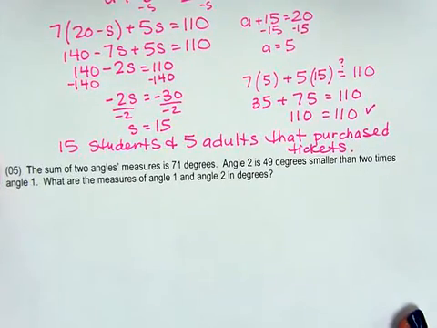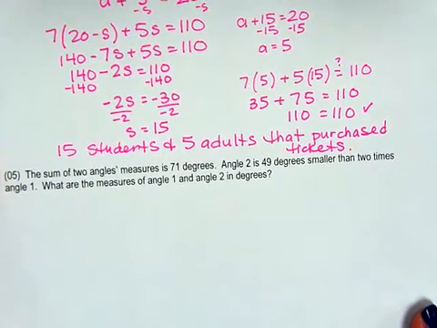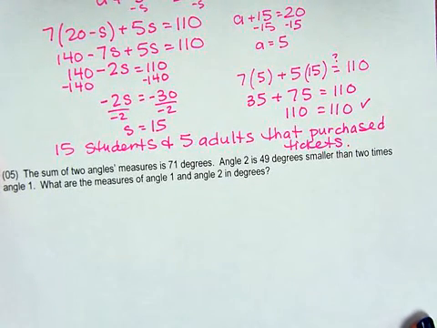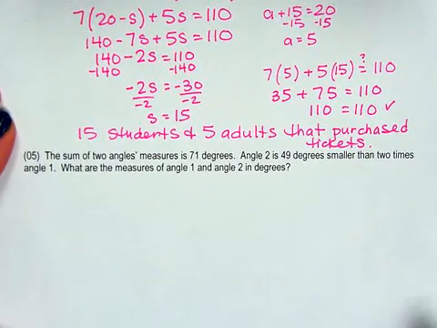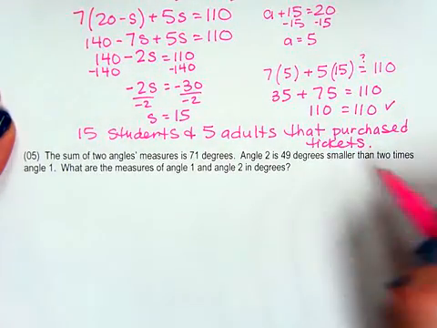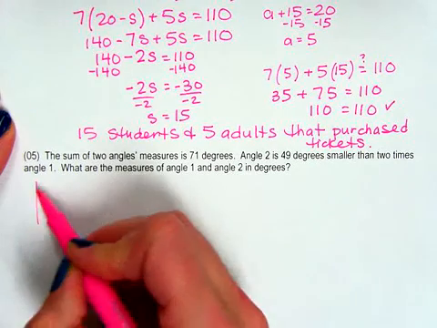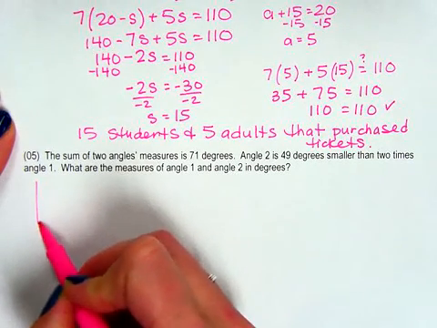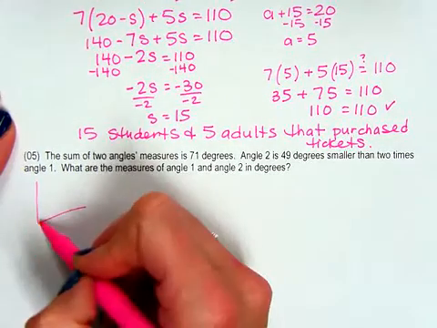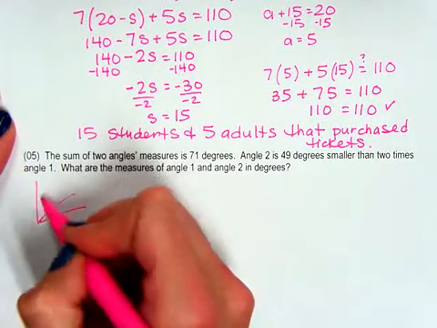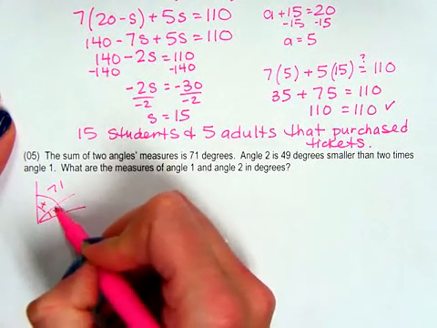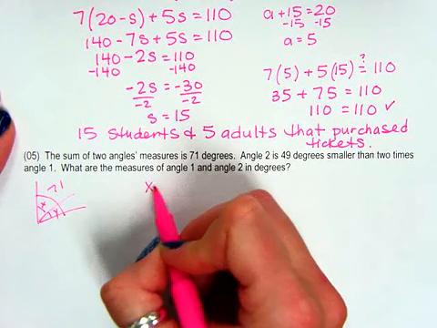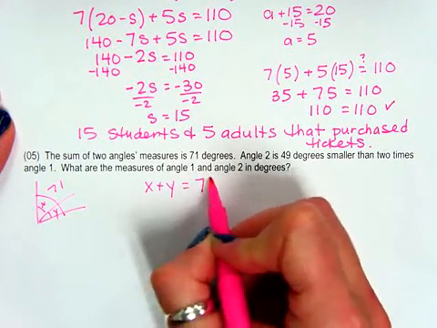All right, one more. Number 5. The sum of two angles measures is 71 degrees. So that means I have two angles, right? I'm not very good at drawing freehand, but let's say that was 71 degrees, but there's two of them in there, two angles. So this whole thing is 71, and I've got an X and a Y. So let's go ahead and write that. X plus Y equals 71.